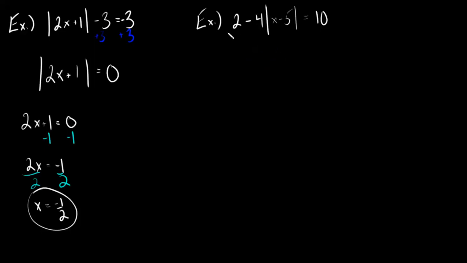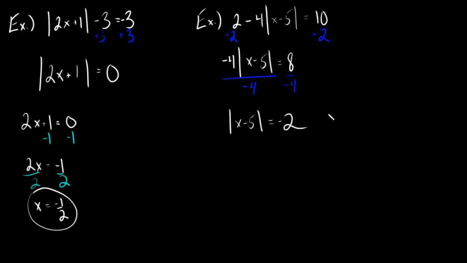So what we should do is we should actually get rid of this 2 by subtracting 2 from each side, all right? So what this is going to become now is negative 4 times the absolute value of x minus 5 is equal to 8, all right? Now just one more step, that negative 4 is multiplying the absolute value, so I would divide each side by negative 4, and now I'm going to have the absolute value of x minus 5 is equal to negative 2.